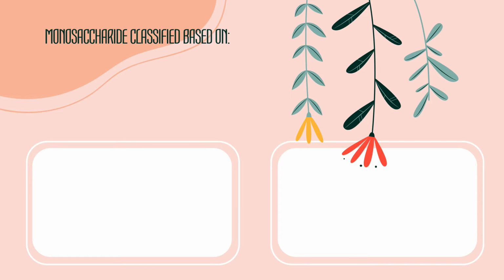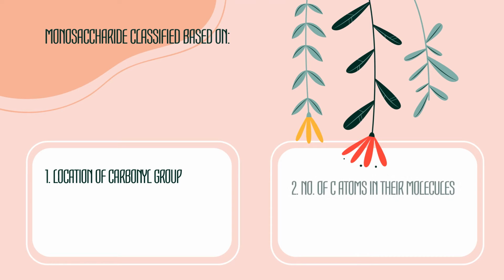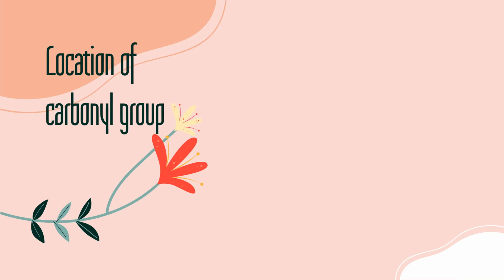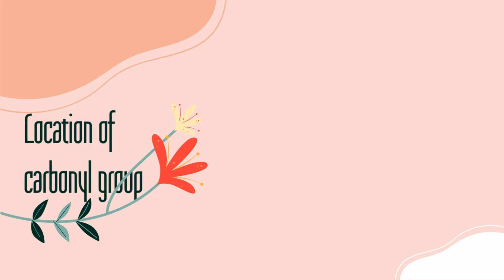Next, monosaccharide is classified based on the location of the carbonyl group and the number of C atoms in the molecule. For the location of the carbonyl group, the examples are aldose sugar and ketose sugar, and for the number of C atoms in the molecule, they are triose, pentose, and hexose. This is an example of the location of the carbonyl group.